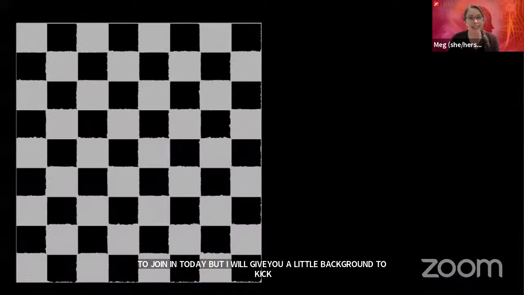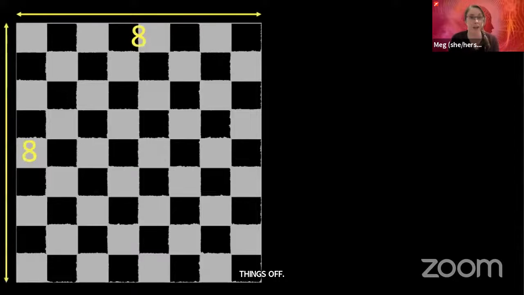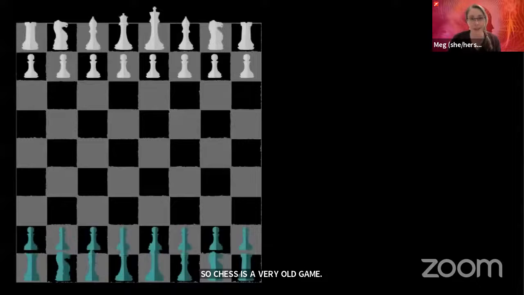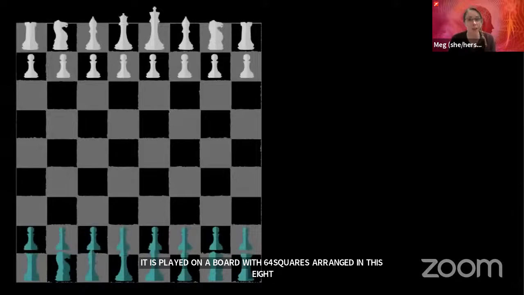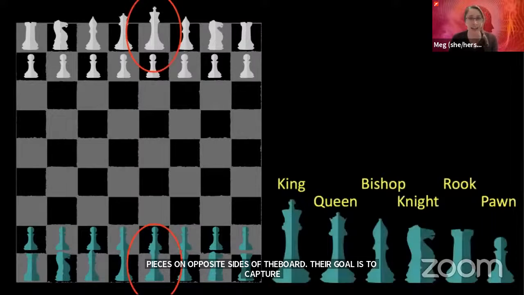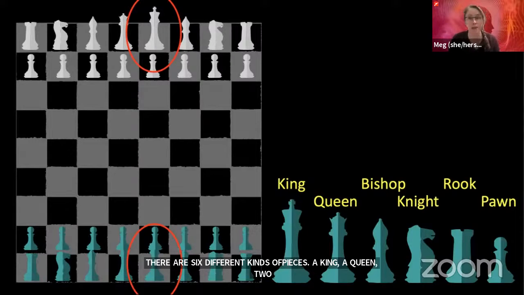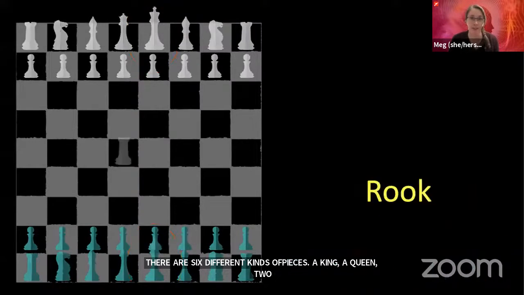All right, so chess is a very old game, and it's played on a board with 64 squares arranged in this 8x8 checkerboard pattern. Two opponents set up their chess pieces on opposite sides of the board, and their goal is to capture the other player's king. Now, there are 6 different kinds of pieces: a king, a queen, 2 bishops, 2 knights, 2 rooks, and 8 pawns. And these different pieces can all move across the board according to different rules.